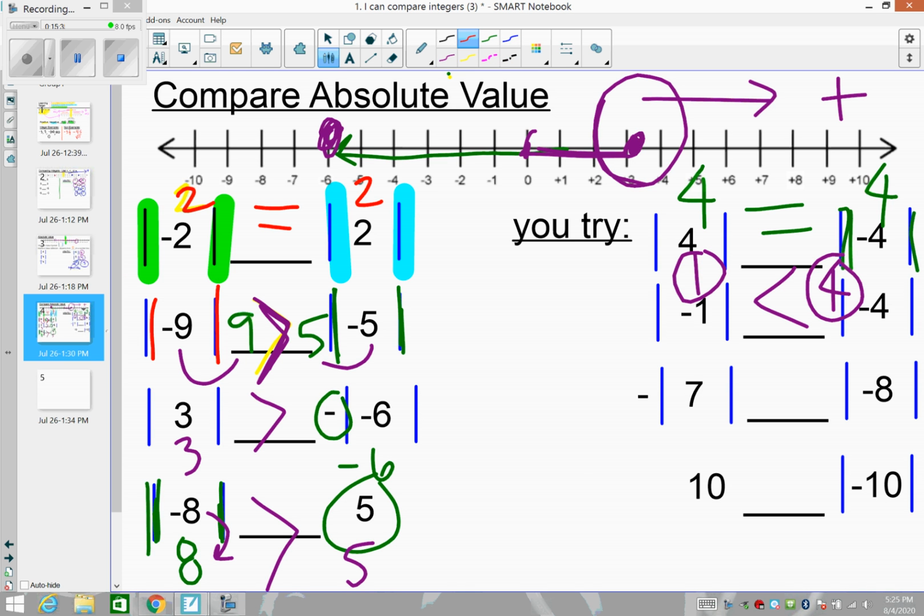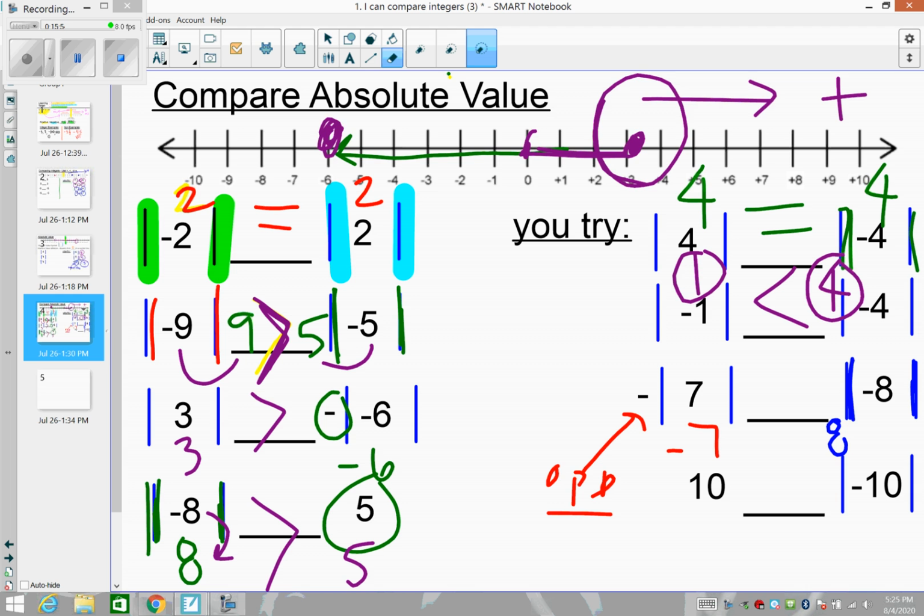So this next example, be very careful because this means opposites. So what's the absolute value of 7? 7. But now we need to take the opposite of our answer, so we get negative 7. And what's the absolute value of negative 8? 8. Which is further to the right?